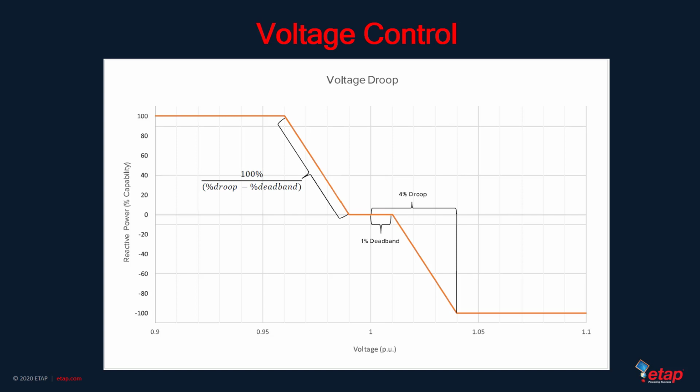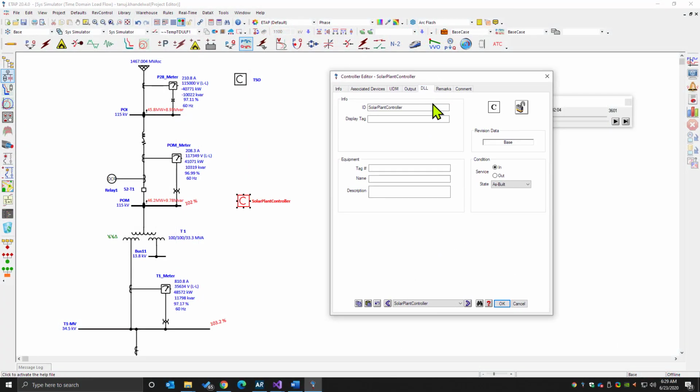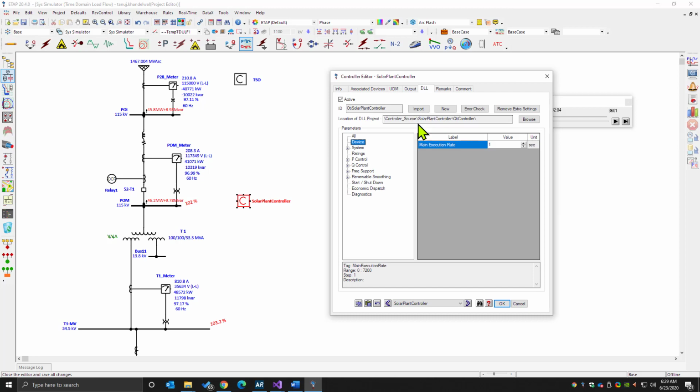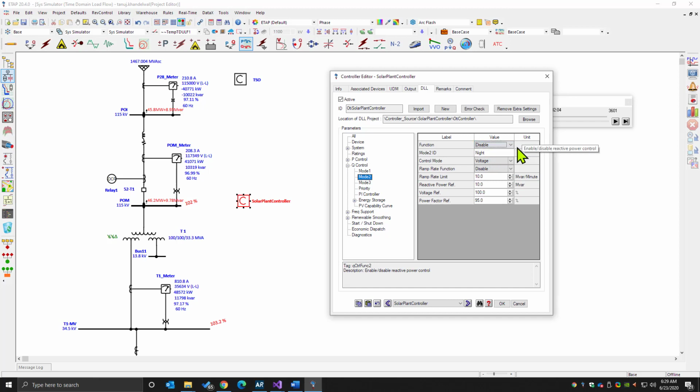So let's take a look at a couple of scenarios with using ETAP software for voltage control. So let's take a look at our voltage control mode through the power plant controller. You can find it inside the Q control, where mode number 1 essentially is power factor and mode number 2 is voltage control. And we can see that this particular function is disabled. And the nice thing about the program is you can simply enable or disable this control and change your scenario or your what if analysis.